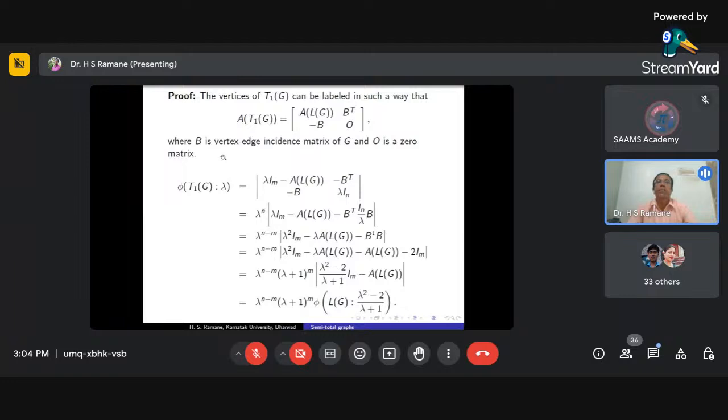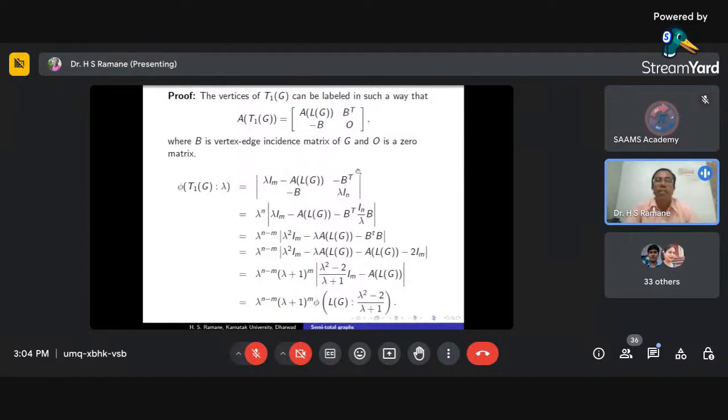Then applying the definition of the characteristic polynomial. So the characteristic polynomial of T1G is nothing but the determinant of lambda I minus the adjacency matrix of T1G. So putting here, you will get lambda I_m minus A(LG), minus B transpose, minus B, and lambda I_n. This is not minus B, it is B. Okay, it's B only.